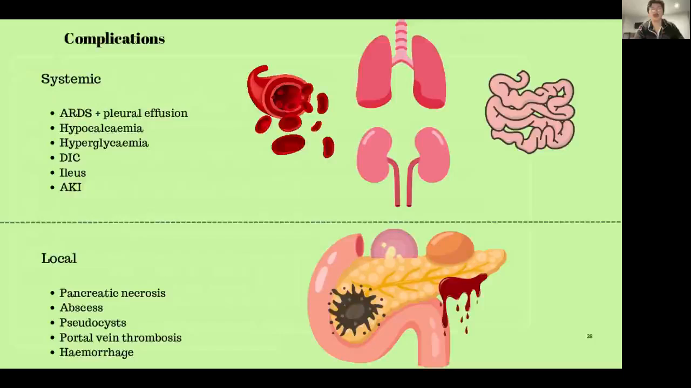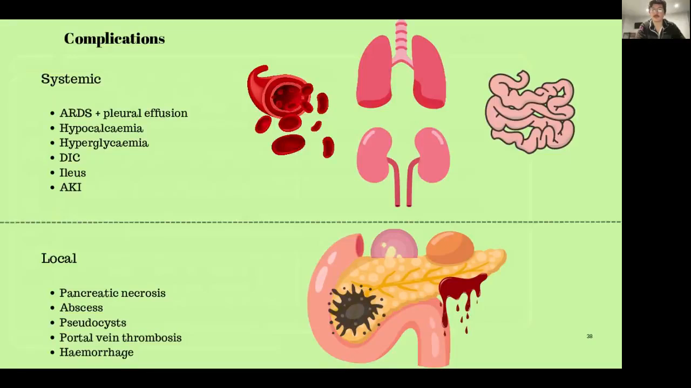So ARDS is a systemic complication, so lung inflammation, effusions. They might need ventilatory support in ITU. Hypocalcemia we've talked about, the calcium reacting with the fatty acids, turning into a chalky deposit.